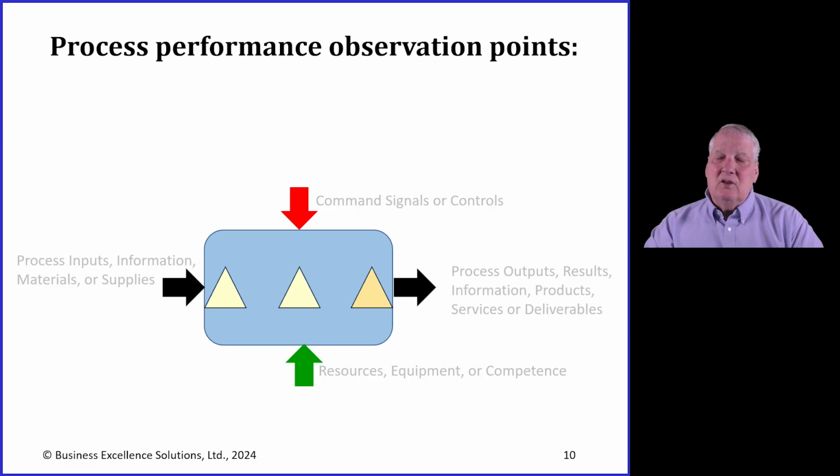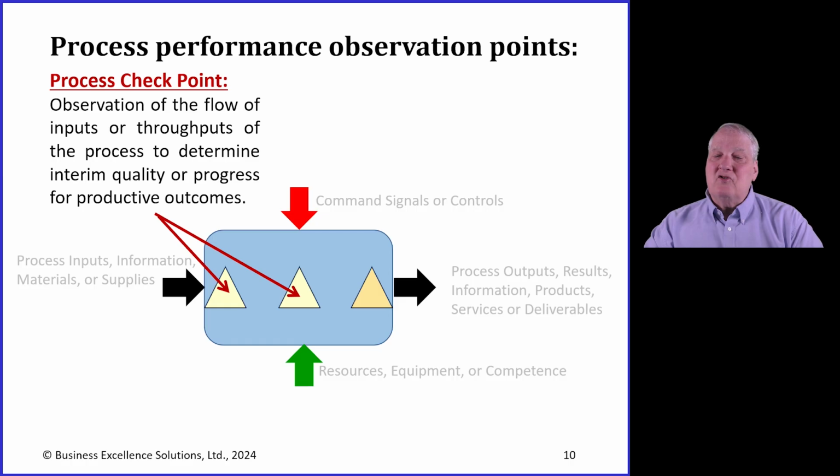And so when we start taking a look at this, we see inside our process that there might be these triangles here which are called process checkpoints. So these are places where we check the flow of the process. Do we have everything necessary at the beginning of the process to begin production? When we get to the middle of the process, how well are we doing in terms of the flow of this activity? Have we actually achieved everything we need to at the time we go into intermediate test?